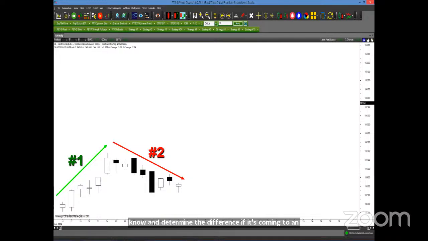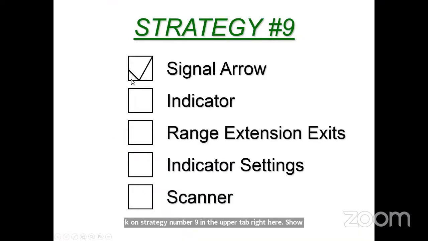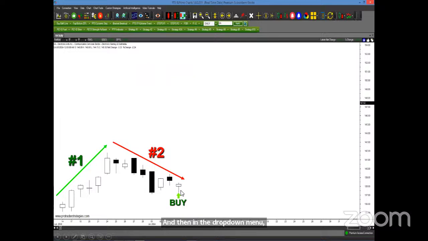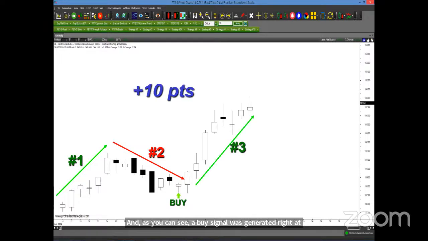Well, here on our platform, all you have to do is click on strategy number 9 in the upper green strategy tab right here. Show you how simple this is. And then in the drop-down menu, click on signal arrow. And as you can see, a buy signal was generated right at the bottom of that so-called new downtrend. And look what happened. In the following week or so, it gained 10 points. So where someone was saying, you got to sell this, it's going to make new lows, that was simply phase 2, a pullback phase.